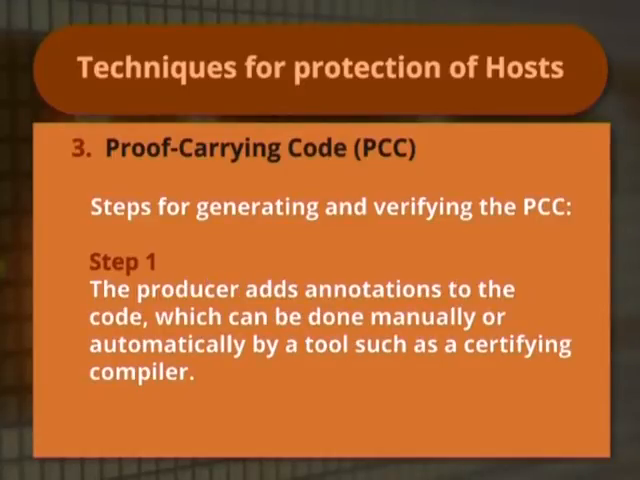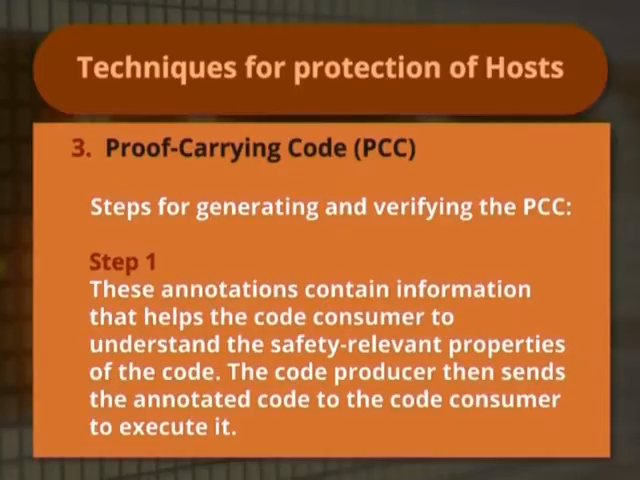The producer adds annotations to the code, which can be done manually or automatically by a tool such as a certifying compiler. These annotations contain information that helps the code consumer to understand the safety relevant properties of the code. The code producer then sends the annotated code to the code consumer to execute it.